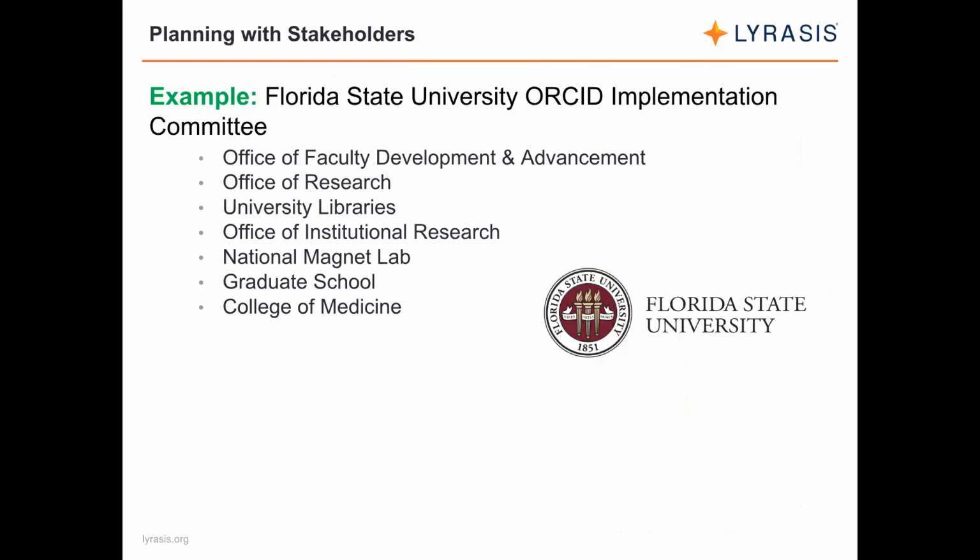A recent example of this kind of group comes from Florida State University, where the libraries have reached out to multiple internal stakeholders and created a document outlining expectations for a cross-campus ORCID committee, comprised of representatives from the Office of Faculty Development and Advancement, the Office of Research, university libraries, Office of Institutional Research, the National Magnet Lab, the Graduate School, and the College of Medicine. So this is just one example.